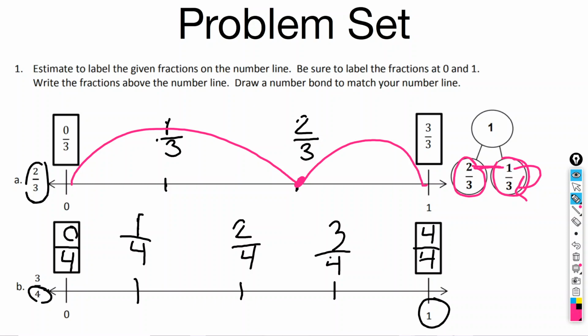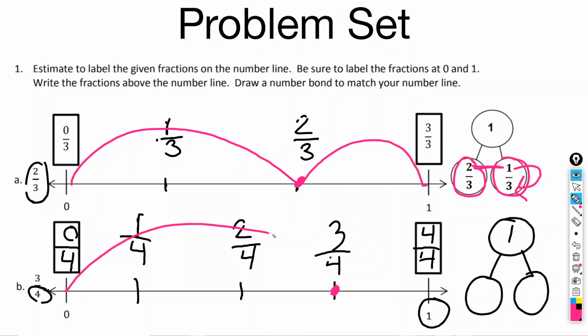Well, we know 3/4 is here. Put our point. And then we need to make our number bond. We have 1 whole. We're going to break it up into our 2 pieces, or our 2 jumps. So our first jump is all the way to 3/4, which is really 1, 2, 3 little jumps.